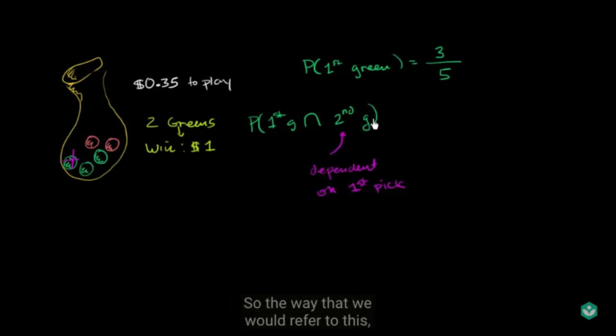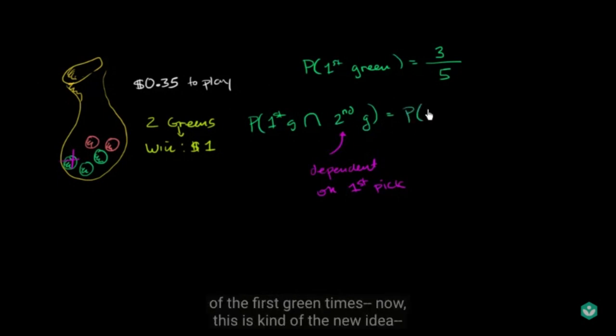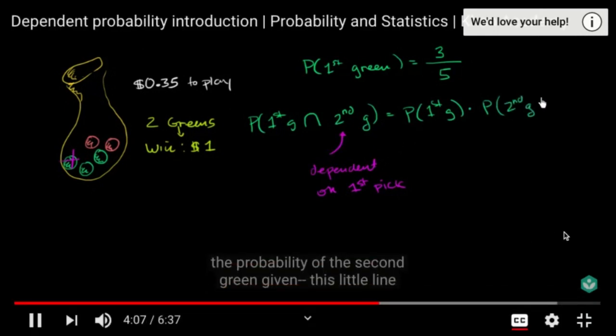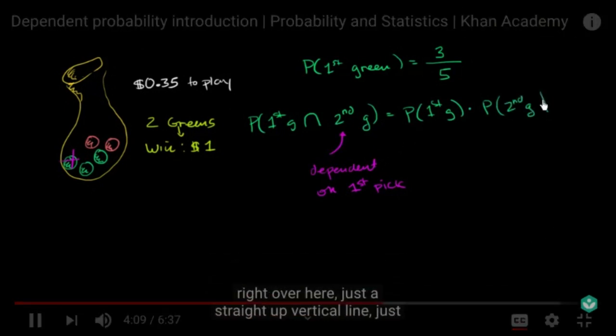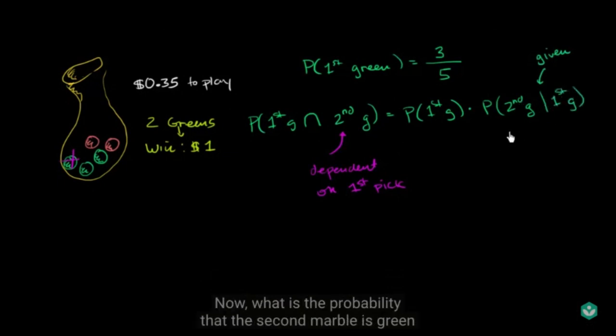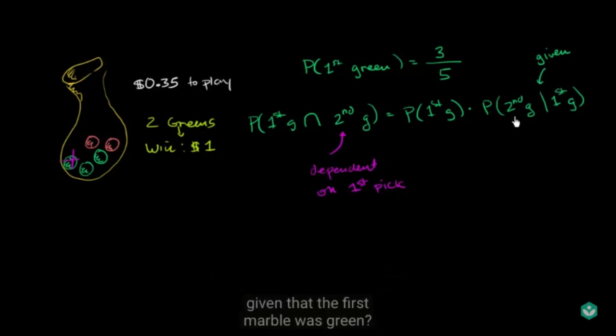So the way that we would refer to this, the probability of both of these happening, is equal to the probability of the first green, times, now this is kind of the new idea, the probability of the second green given, this little straight up vertical line just means given. This means given that the first was green. Now, what is the probability that the second marble is green given that the first marble was green?